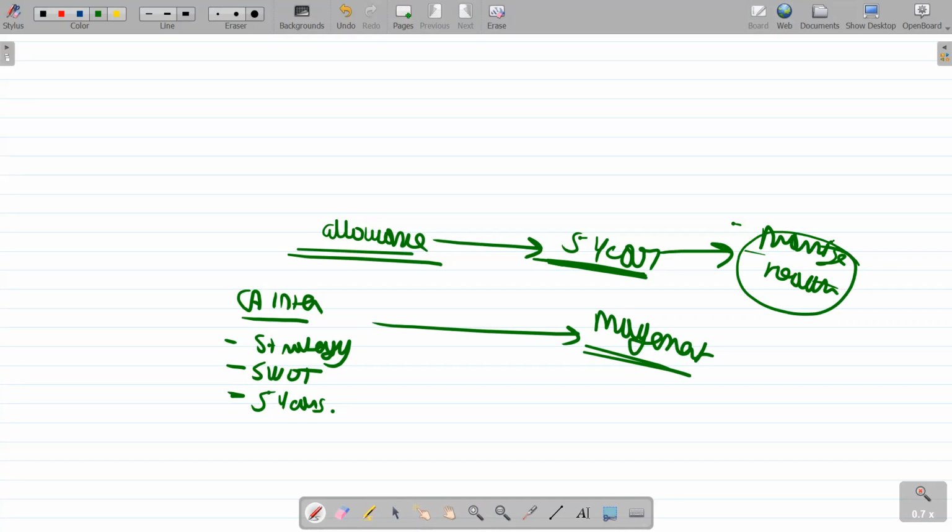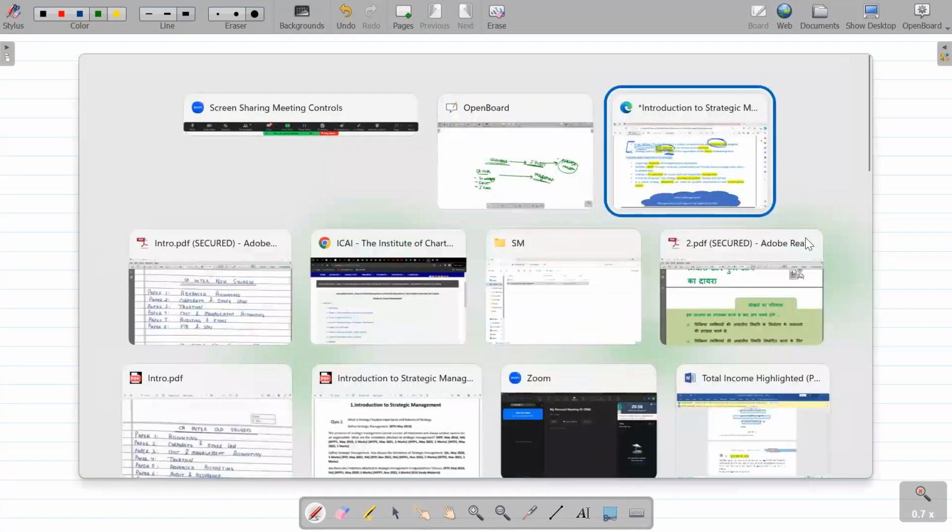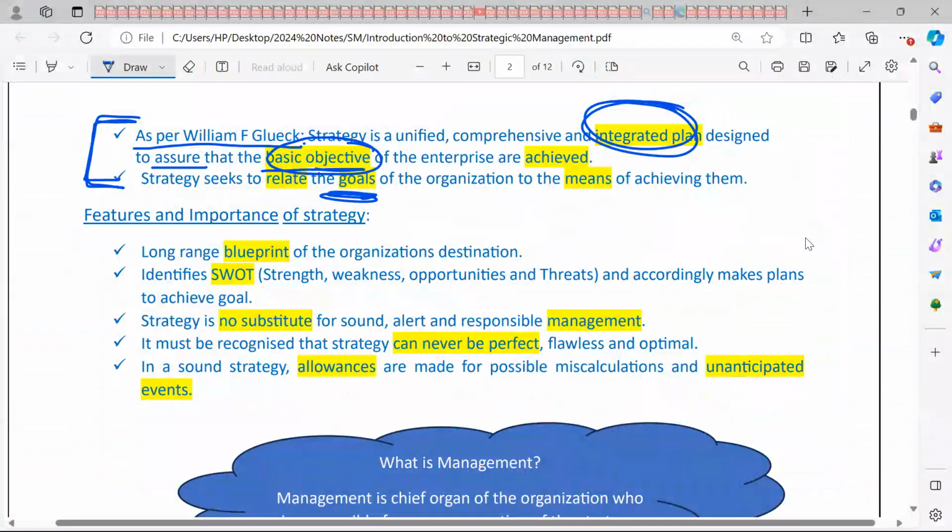So these are the features and importance of strategy. Now I will teach you from my notes, and these notes are from strategic management. What all features have we seen? This is the long range blueprint of the organization. How long range? As we have seen, we are preparing a full strategy for 5 years. So 5 years is a very long term.